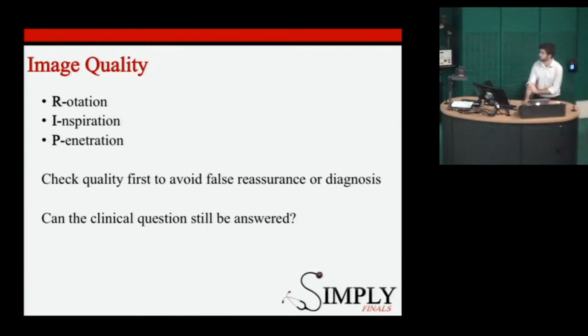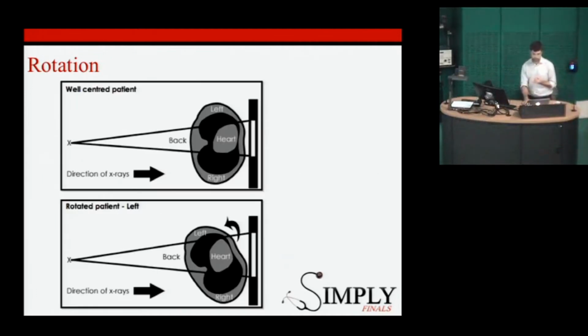So in terms of the image quality, there's loads of ways you can do it. I prefer the acronym RIP, so rotation, inspiration, and penetration. So for rotation, it's really important. If you have an object that's not symmetrical like a sphere, like the heart, and you look at it directly on, and then you turn it, you're going to see a different size of that asymmetrical image.